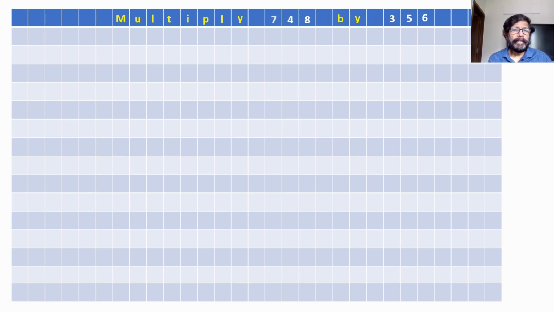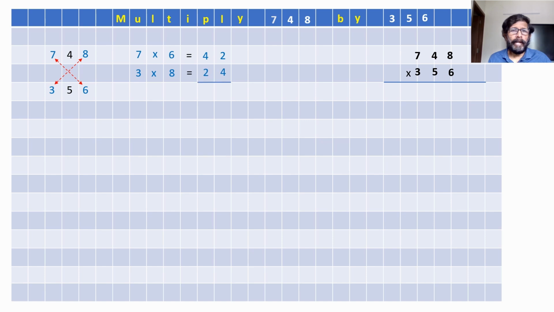Now we will look at a 3-digit number, 748 and 356. So first step, we multiply the hundreds digit by the ones digit in 2 ways. 7 times 6, 42, 3 times 8, 24, add the 2, 66. And 66 is transferred below the two numbers to be multiplied.